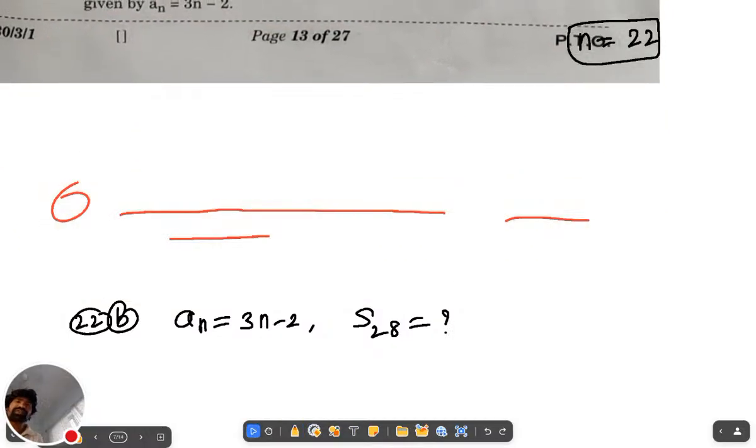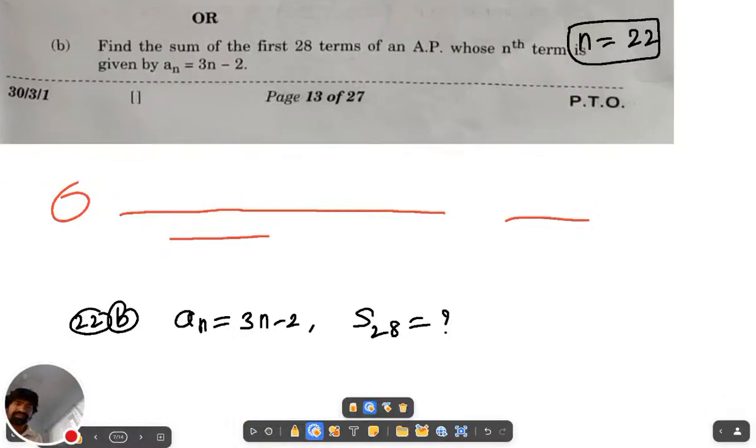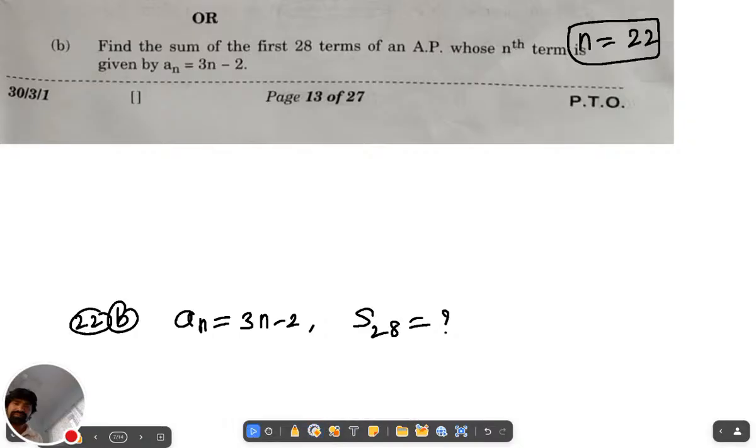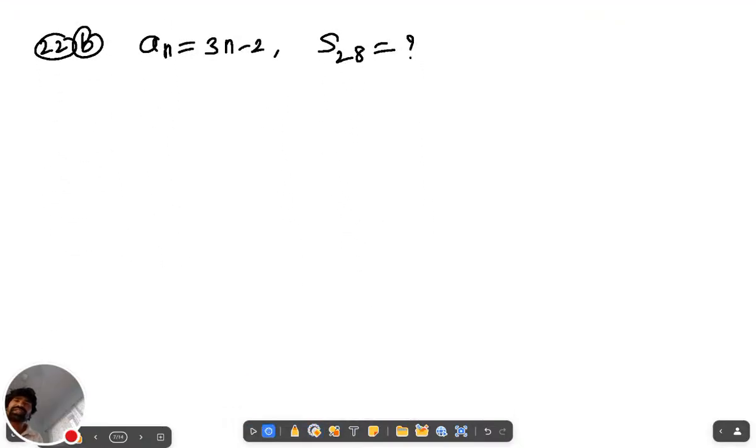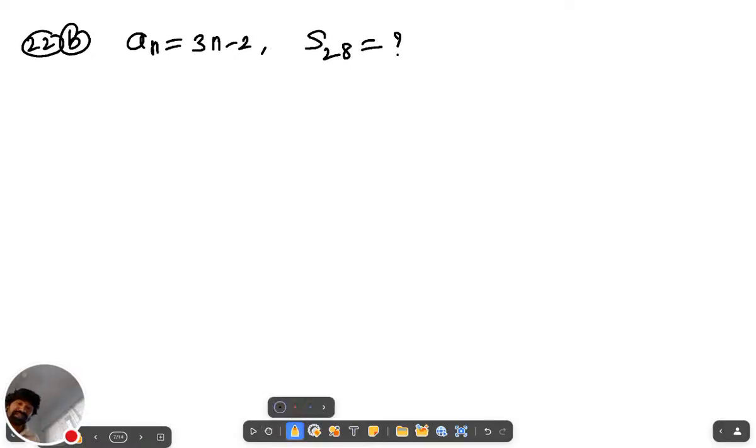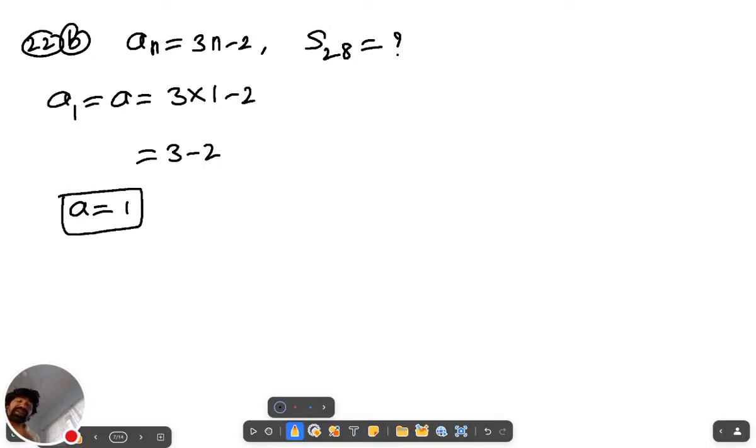Okay, let's find it. To find S28, we need to know the first term and the common difference, right? So here the nth term is given. The nth term gives us whatever term you want, you have to substitute that value of n there. If you want the first term, a1 is nothing but the first term. So let's substitute 1 in place of n. So 3 into 1 minus 2. So 3 into 1 is 3, minus 2. So the first term of the AP is 1.